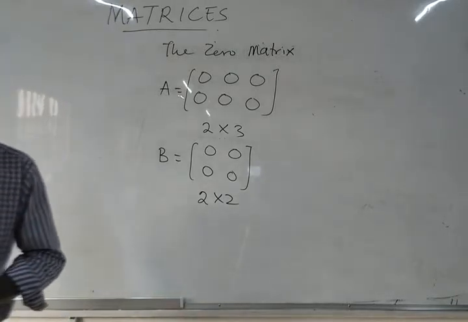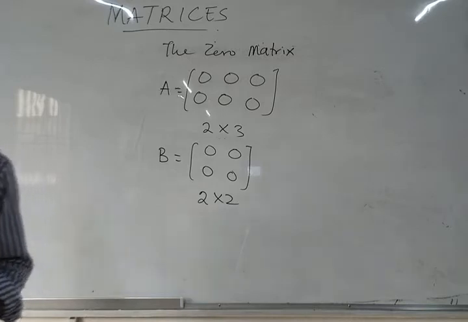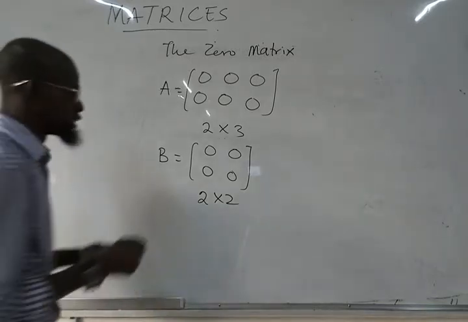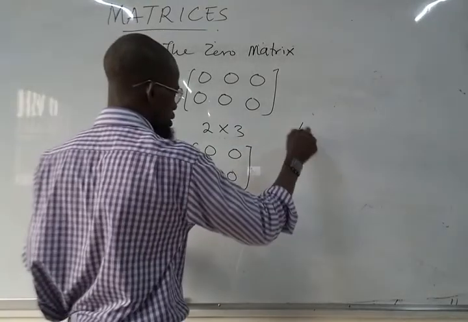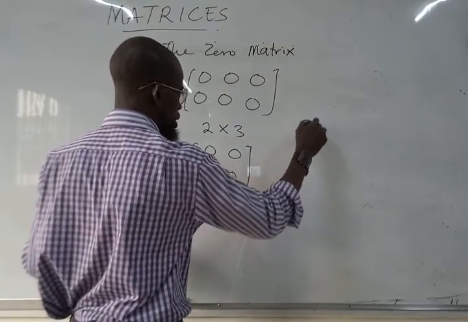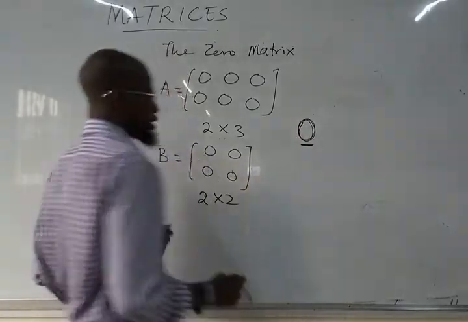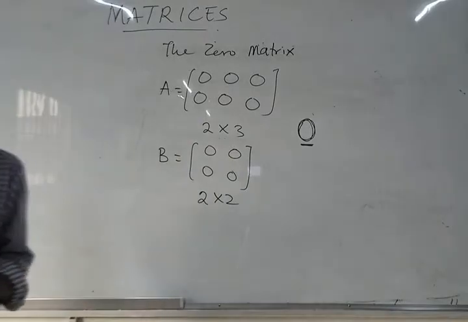Zero matrices of whatever size are denoted by this. You write 0 and put a dash under it. So you should note that too.